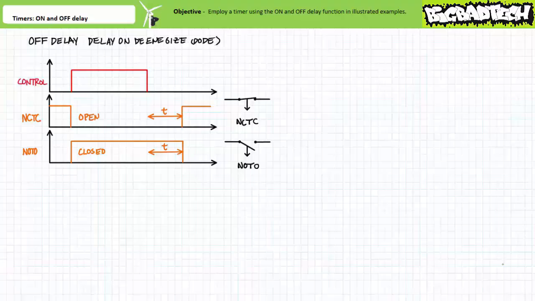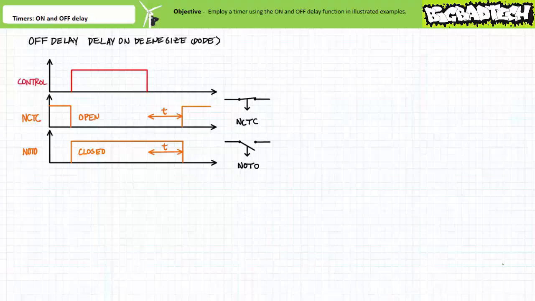However, when the controlling input is de-energized here, the associated contacts maintain the asserted state. The normally closed time closed contact remains open, and the normally open time open contact remains closed. Only after the predetermined delay period T has elapsed do the contacts revert to their deactivated state. The normally closed time closed contact recloses, and the normally open time open contact reopens.